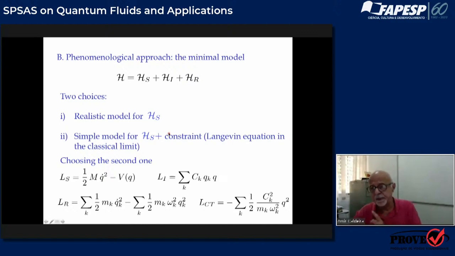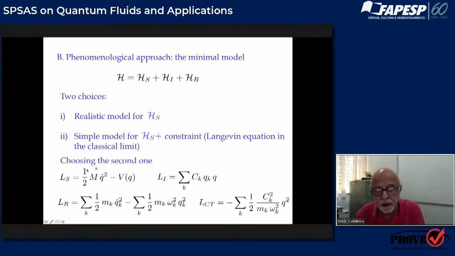But I can also do something else. Since I know that in the classical description I will have the Langevin equation, I can try a sort of very simplified model for the environment in such a way that I can reproduce the classical Langevin equations for my variables, for high temperatures, for instance. So then I will take this sort of approach, the second one.